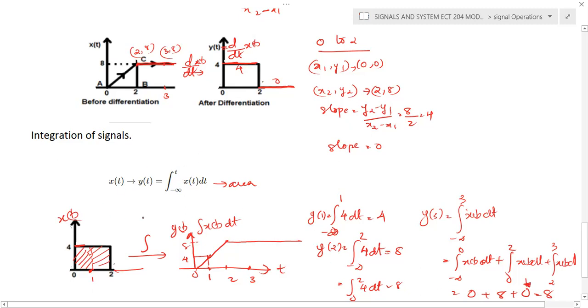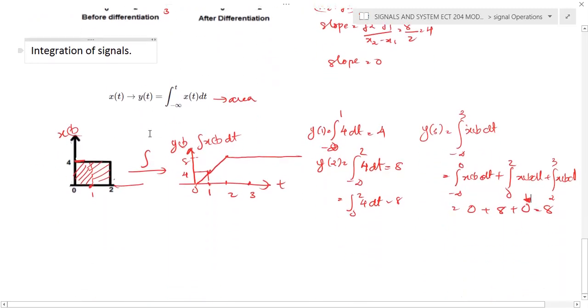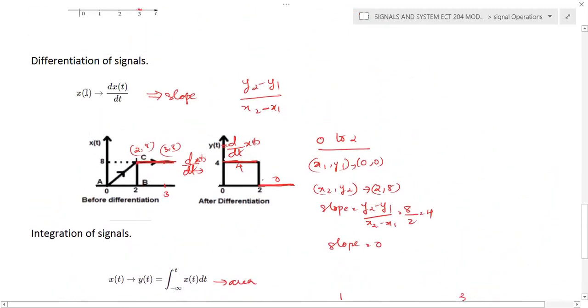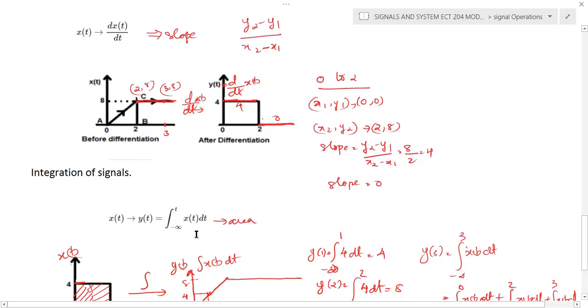Now we can see that integral and differential are vice versa. So we can verify this by observing the previous forms. You are getting exactly the same waveform. Okay, that's about differentiation and integration. So when you want to find the differentiation, simply find the slope. When you want to find the integration, simply find the area.